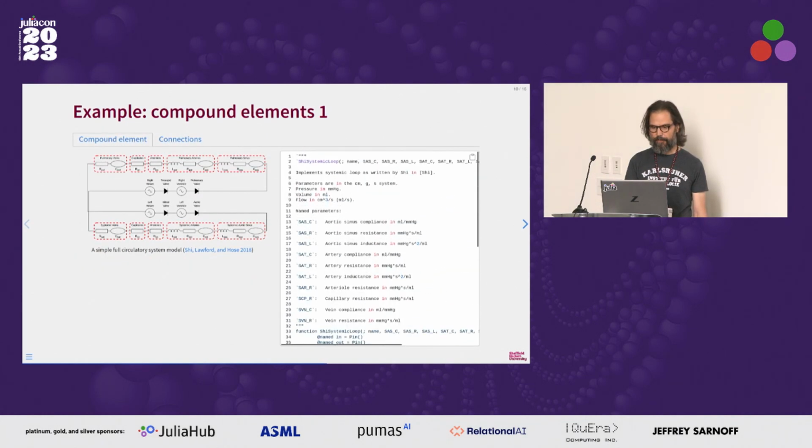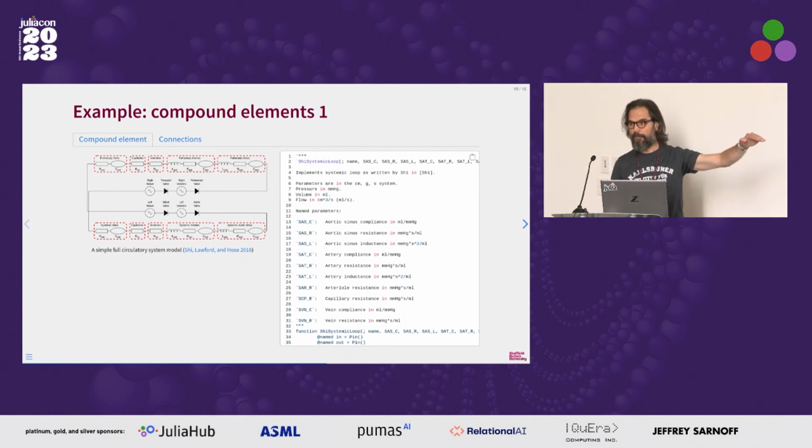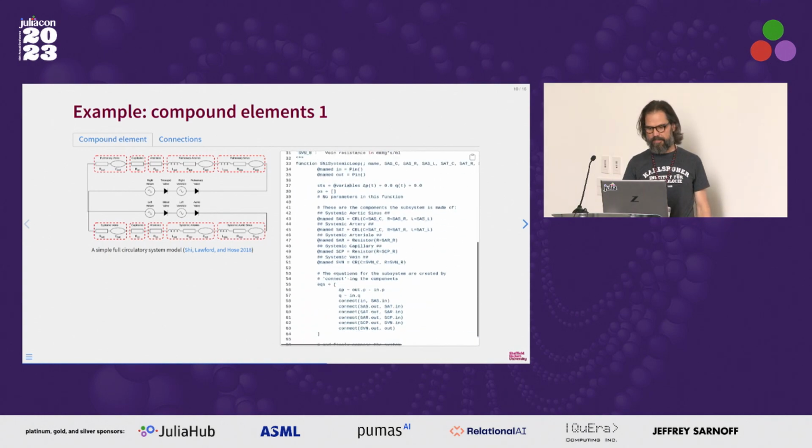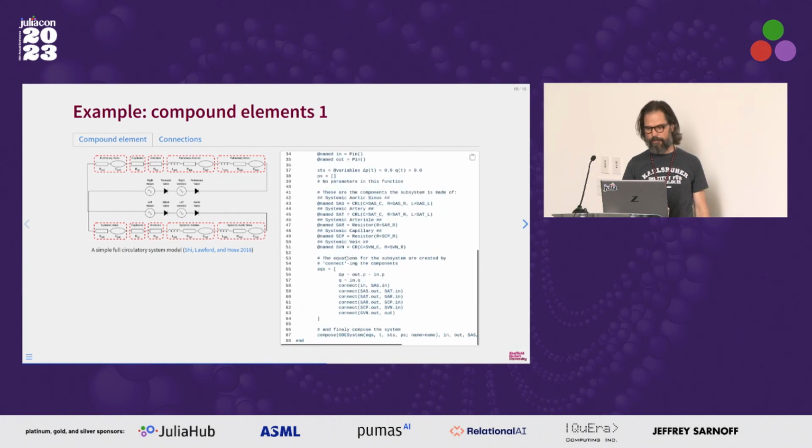Just a brief thing on compound models. We can set up compound functions, and we're going to show you how you can do your own. So this is a compound function for the whole systemic loop, which basically looks like the main system itself. It's just inside that function block. So you can use that instead of building the same system over and over again. You can just define your compound modules.